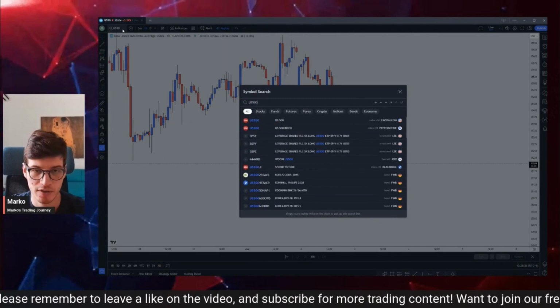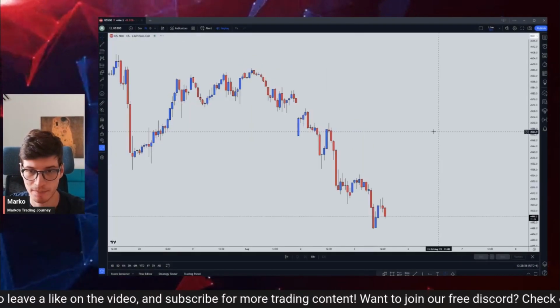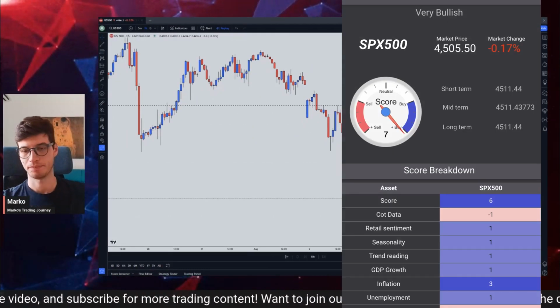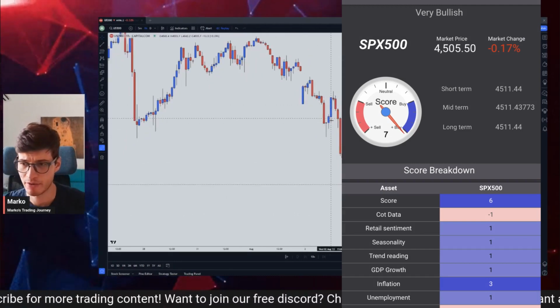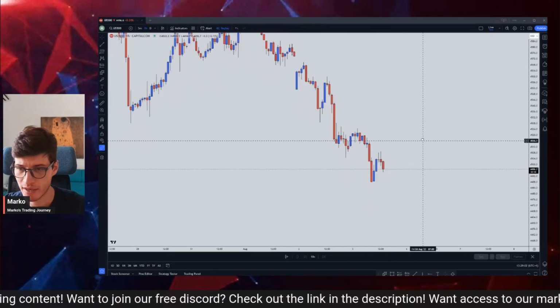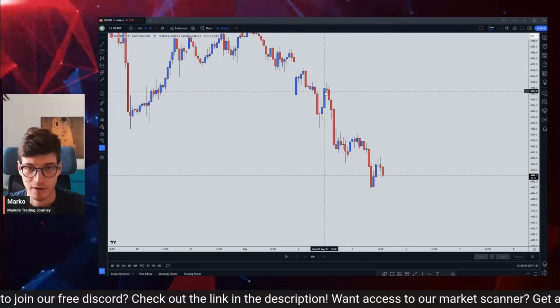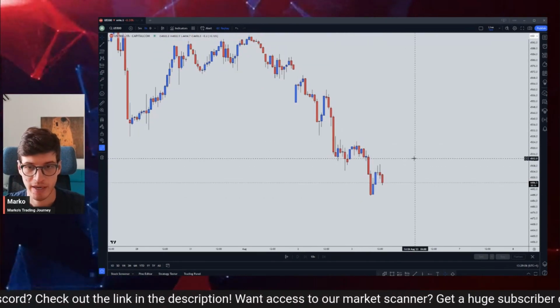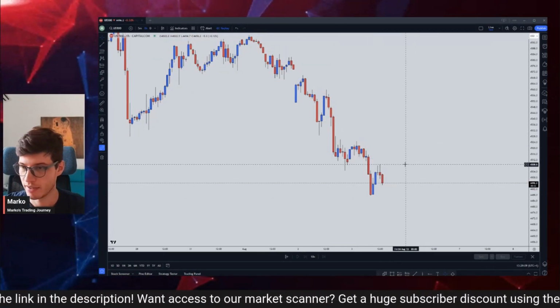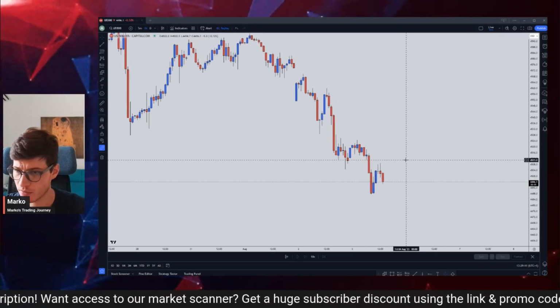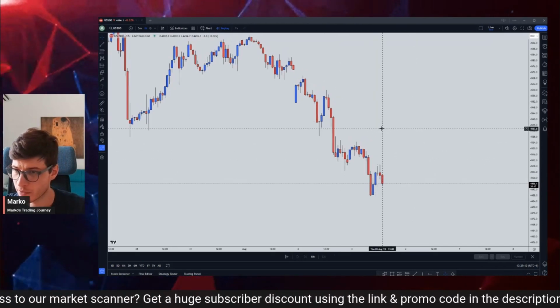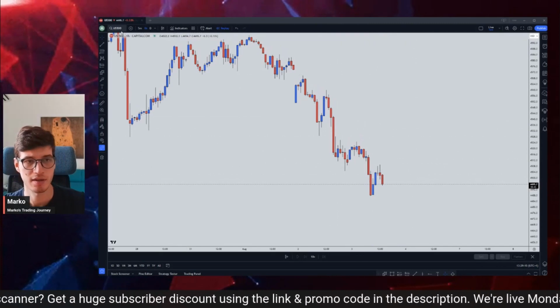US 500, let's see that one as well. This one I like it. Major bearish momentum right now, so definitely looking very good with this bearish momentum, and I would be a seller in this market. Okay, so one more pair before we'll take a look at the news.